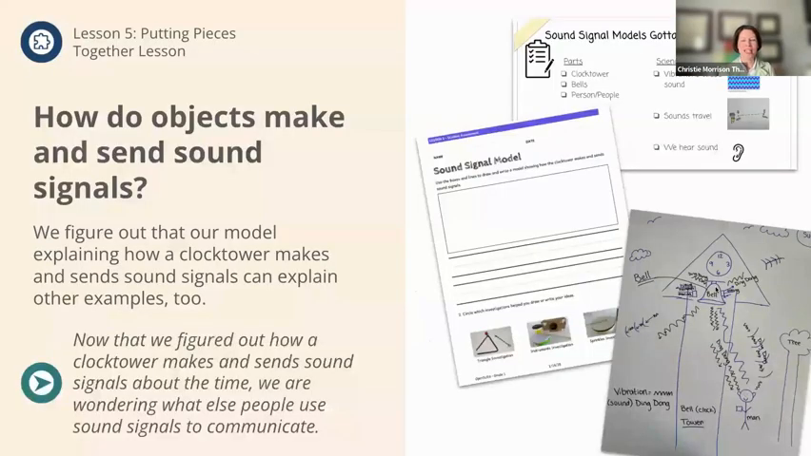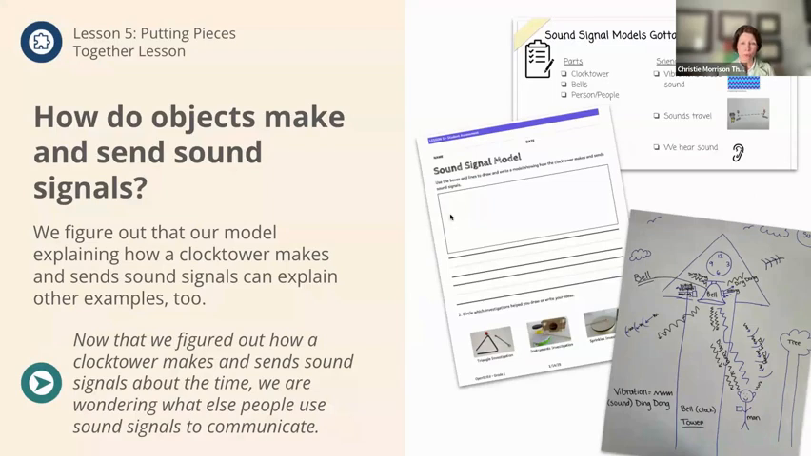In this putting pieces together lesson, we revisit our model from lesson 1 to notice that our ideas about how the clock tower makes and sends a sound signal have changed and grown. We review evidence we have gathered using a chart that we have been adding to since lesson 2 called our Growing Ideas chart. And then we build a gotta have it checklist that will help us explain our understandings.